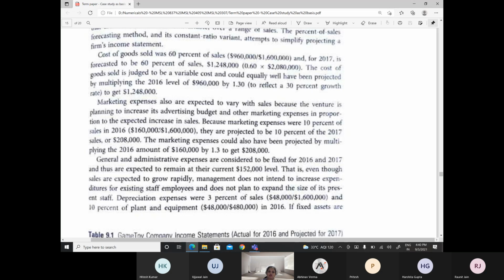Marketing expenses also are expected to vary with sales because the venture is planning to increase its advertising budget and other marketing expenses in proportion to the expected increase in sales. Because marketing expenses were 10% of sales, they are projected to be 10% of the 2017 sales, or 208,000. The marketing expenses could also have been projected by multiplying the 2016 amount of 160,000 by 1.3 to get 208,000.